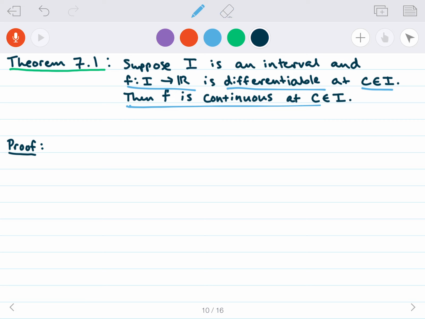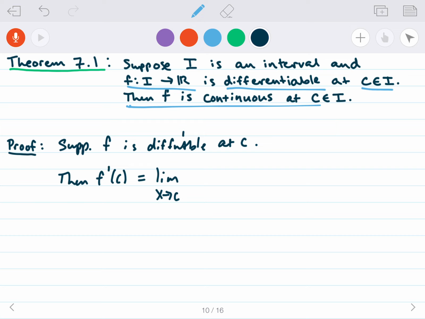So let's go ahead and prove this. And so what are we going to do? We're going to suppose that f is differentiable at c. Okay, well, if it's differentiable, we can look at the derivative function and evaluate it at c. So then f prime of c is going to equal the limit as x goes to c of f of x minus f of c all over x minus c. Okay, and we know that since it's differentiable, this limit exists. Let's call it L.